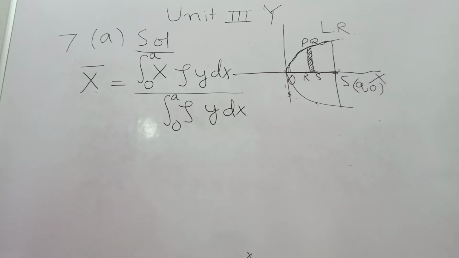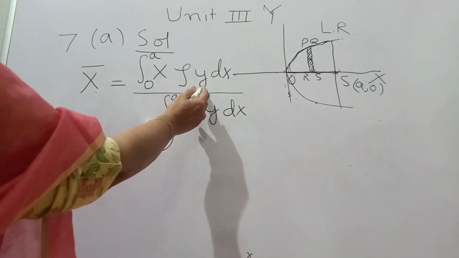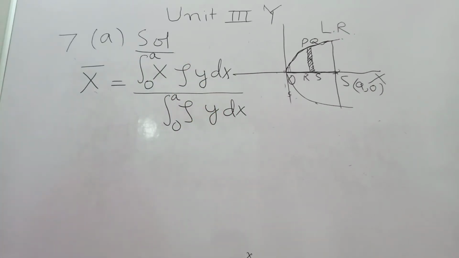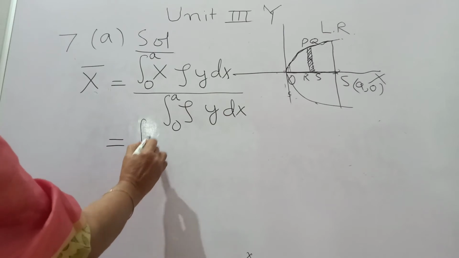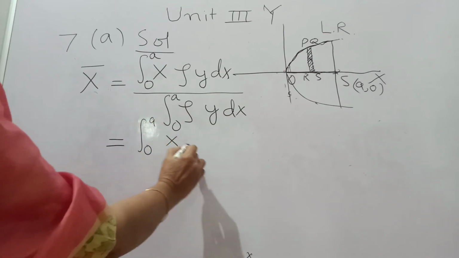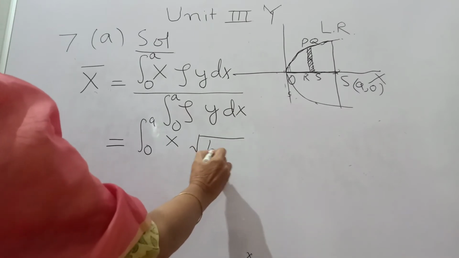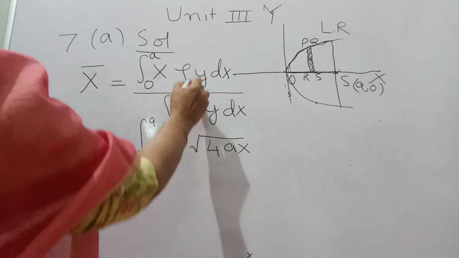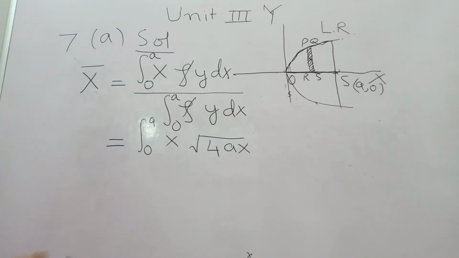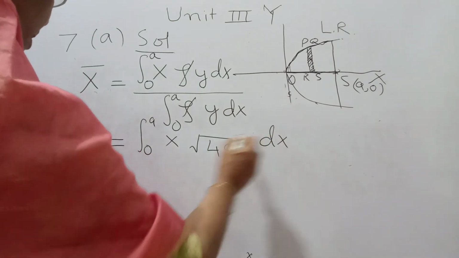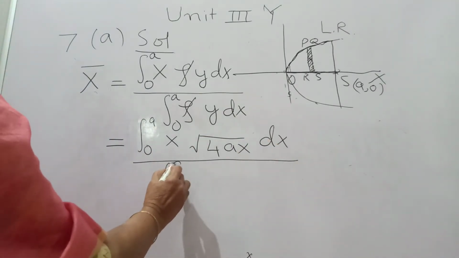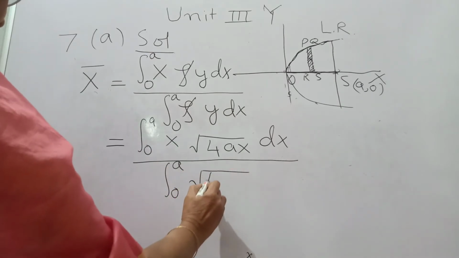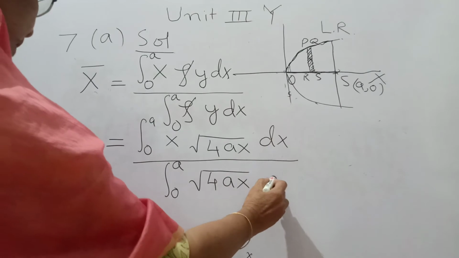How to calculate, you know? Just put the value of y in terms of x and then integrate. So it will become integral 0 to a x under root 4ax. You can cancel rho because it is merely a constant, dx, divided by integral 0 to a under root 4ax dx.